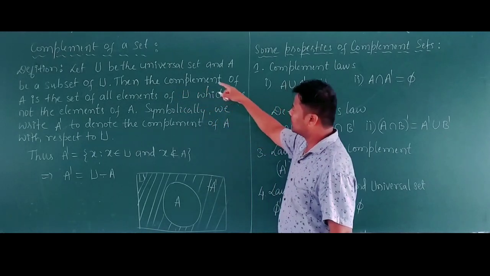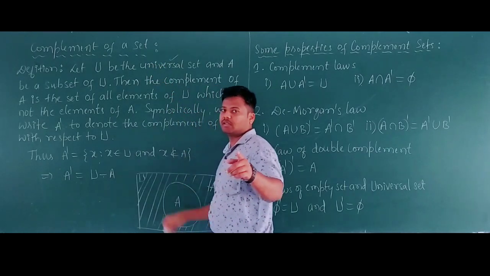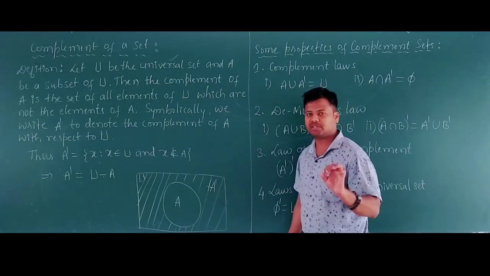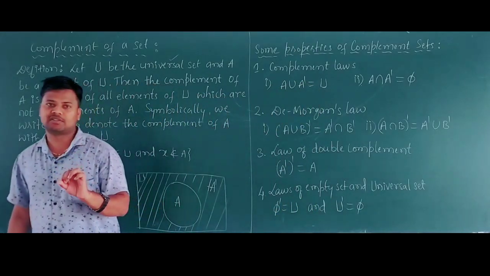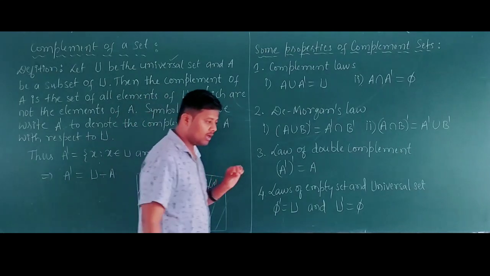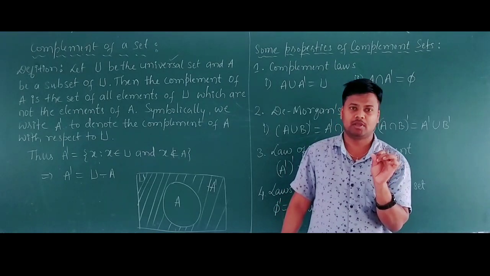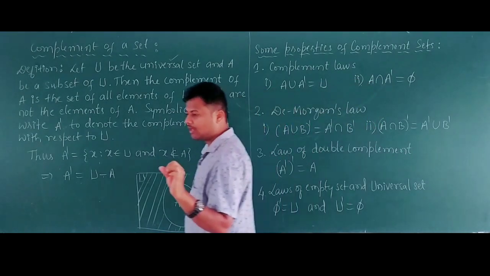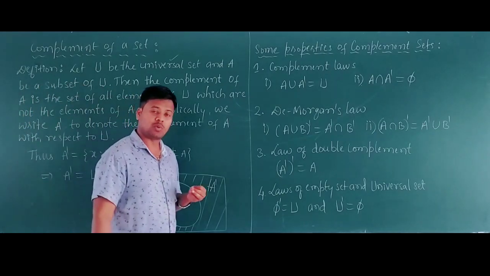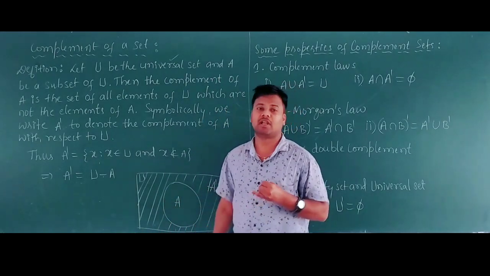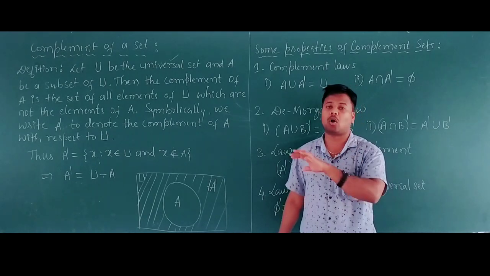Let U be the universal set. Then what is the universal set? The universal set, we defined in the previous class. The universal set is the basic set which contains all the elements and all the subsets of a particular context. If you consider, the set of real numbers is the universal set for natural numbers, whole numbers, integers, rational and irrational numbers.